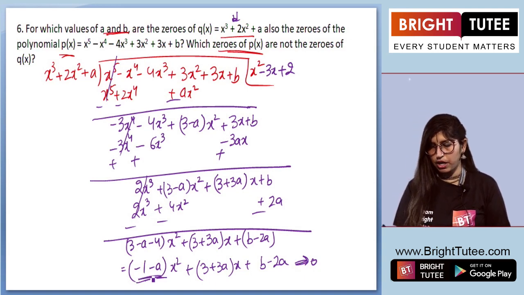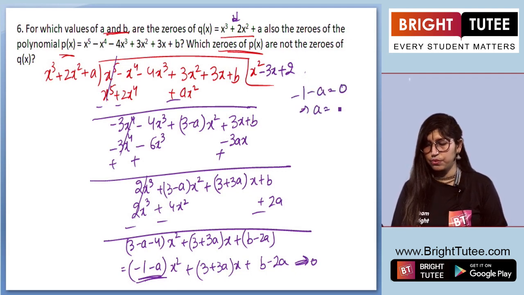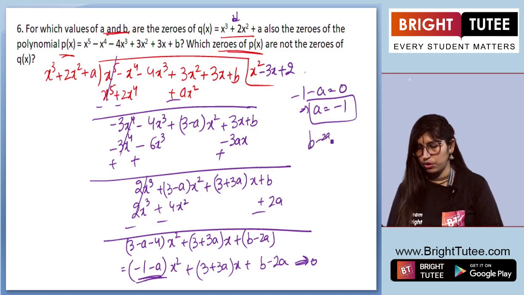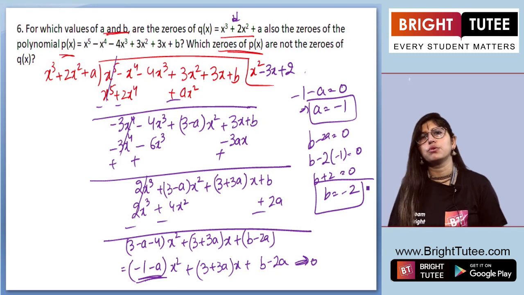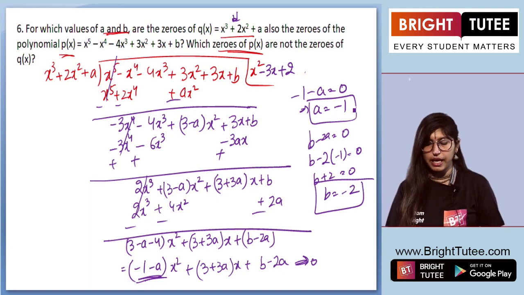That means minus 1 minus a is equal to 0, which implies a equals minus 1. And over here, b minus 2a would be equal to 0. So, b minus 2 into minus 1 equals 0, b plus 2 equals 0. So, b will be minus 2. Now, a is minus 1 and b is minus 2. So, for these values of a and b, the zeros of q(x) are also the zeros of polynomial p(x), x^5 minus x^4 minus 4x^3 plus 3x^2 plus 3x plus b.